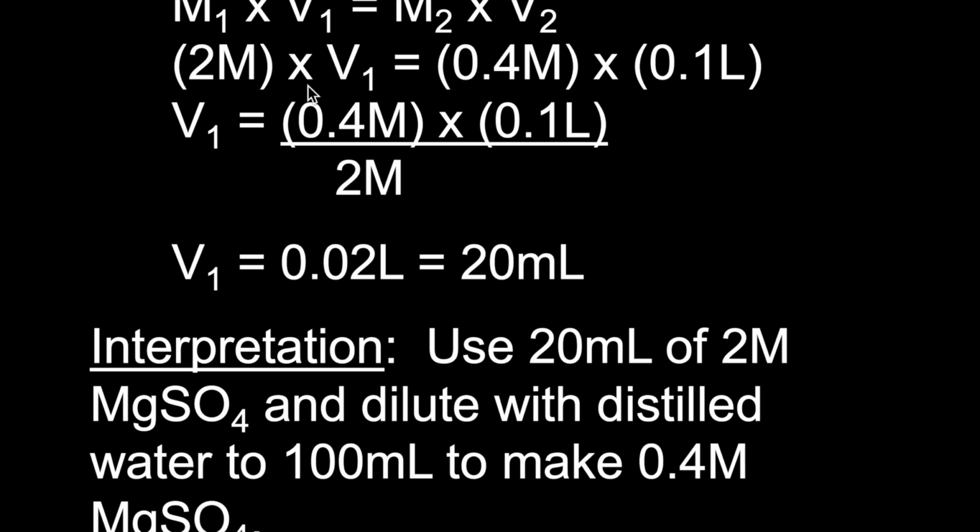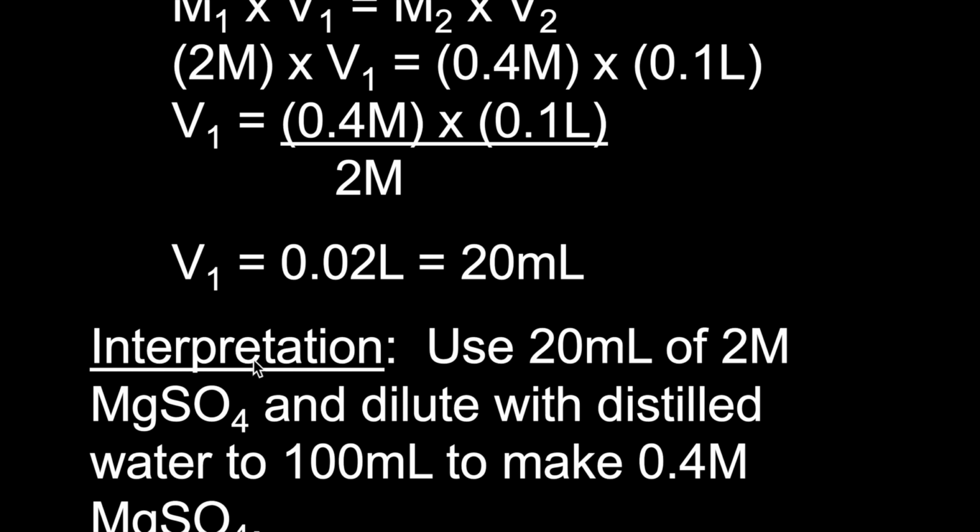So in order to solve for V1, I have to divide out the 2 molar. So I end up with 0.4 times 0.1, which is what I have over here, and divide out the 2 molar. So this goes in the denominator. And when you do that, you end up with 0.02 liters. Now, most often in labs here, when you're measuring out volumes, it's not in the unit of liters, it's most often in milliliters. So 1,000 milliliters is equal to 1 liter. So a little conversion gives 20 milliliters.